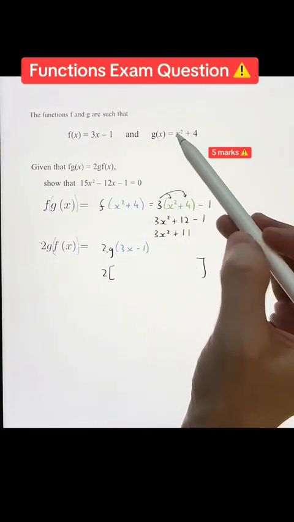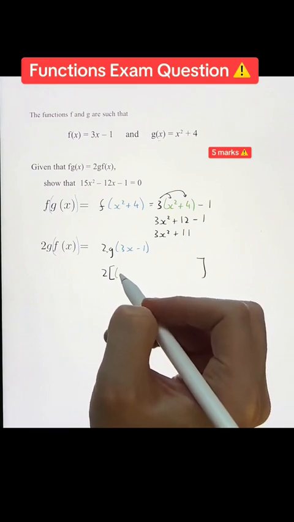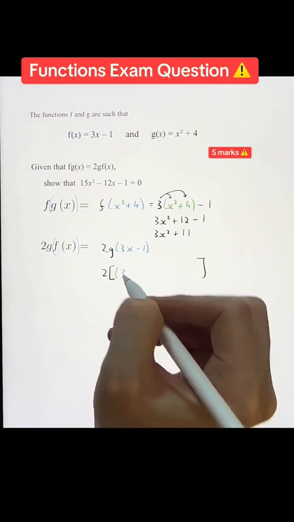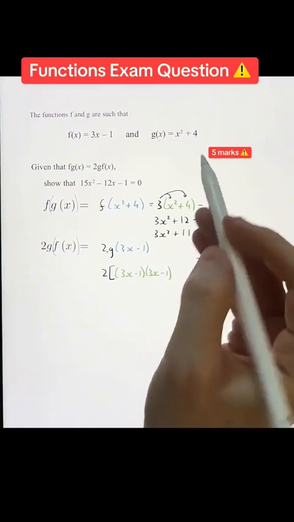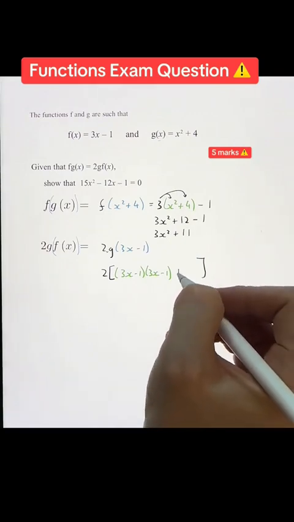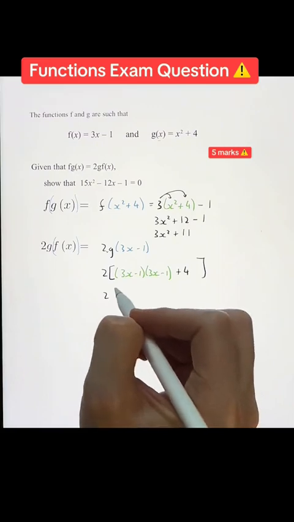So on the right-hand side, x squared in algebra, we know means x multiplied by itself. As x is now 3x minus 1, therefore I'm going to have 3x minus 1 multiplied by another 3x minus 1. And I've still got the plus 4. Expanding my brackets on the inside.